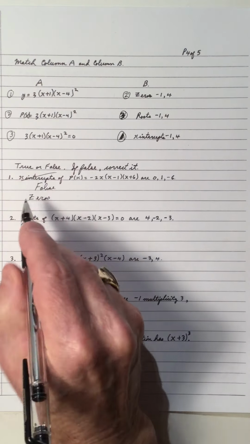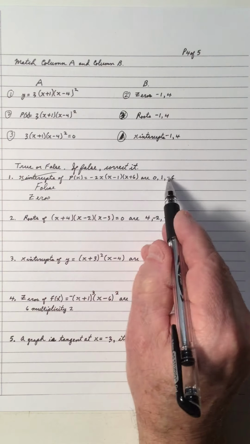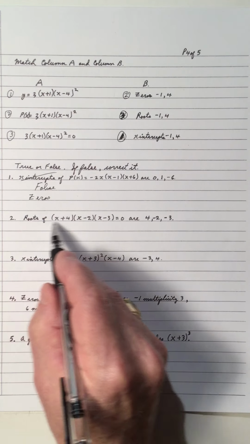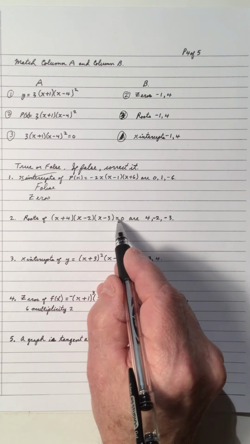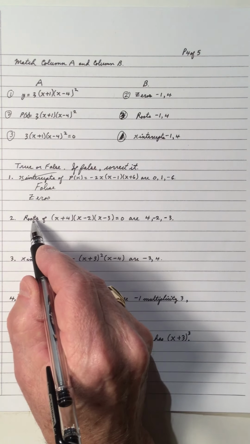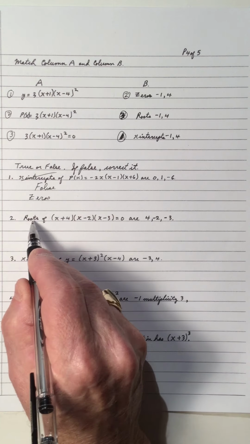To correct it, we have to put the word zeros right here. The zeros of this polynomial are these numbers. The roots of this equation are 4, negative 2, and 3. This equation equals 0, so they are the roots. They're not the zeros or the x-intercepts.